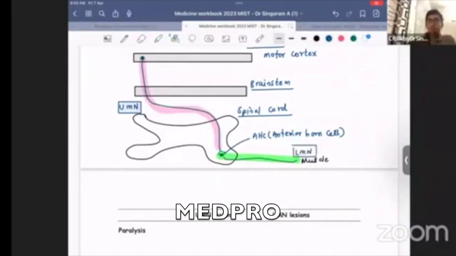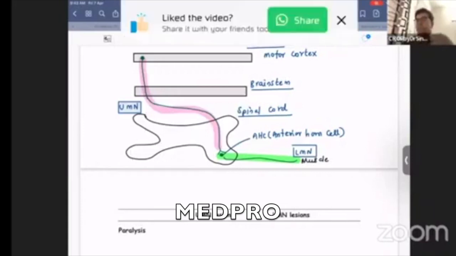I hope you're able to follow this. This is what is UMN and LMN. From the brain to the spinal region just above the anterior horn cell, it is called upper motor neuron region. From the anterior horn cell, the nerve which is arising from the spinal cord is called lower motor neuron. So this is the concept of UMN and LMN.